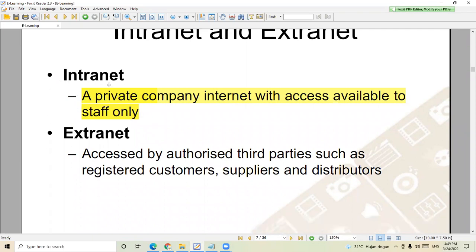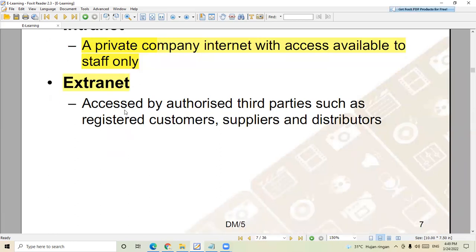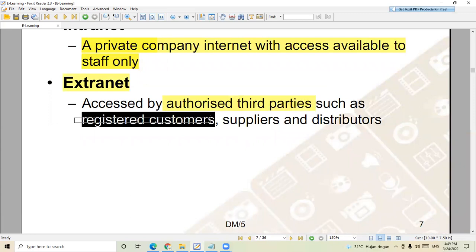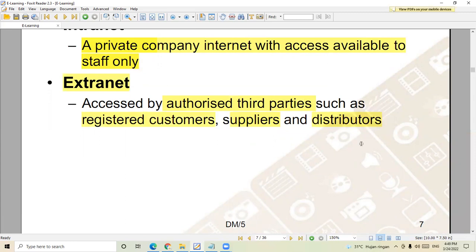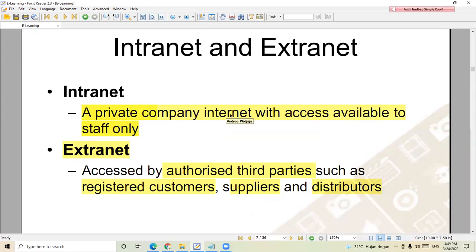Yeah, we call it intranet and extranet. Extranet is basically can be accessed by authorized third parties, such as customers, suppliers, and distributors. Yeah, it's just simply a kind of reminder for you. I believe all of you already studied this, at least in the introduction of the information system or the computer systems. So we know there are three kinds of net: internet, intranet, and extranet.